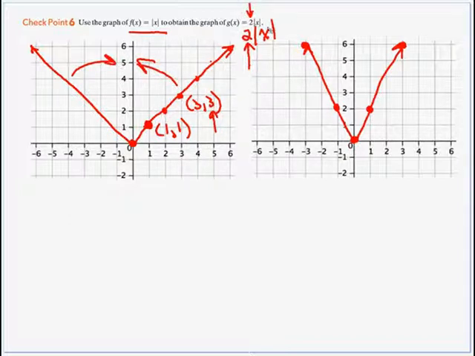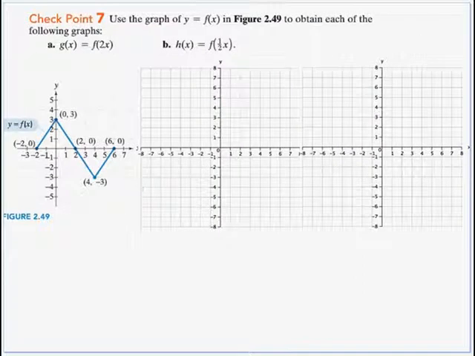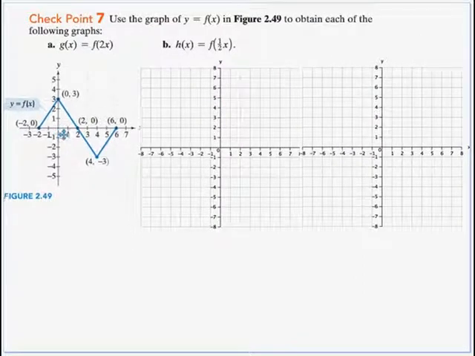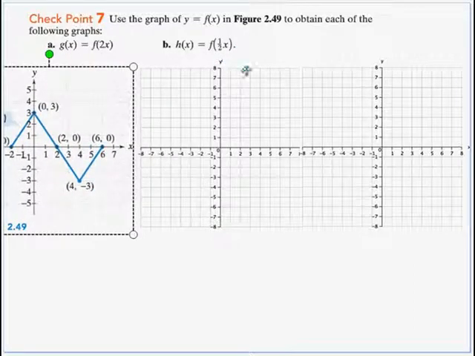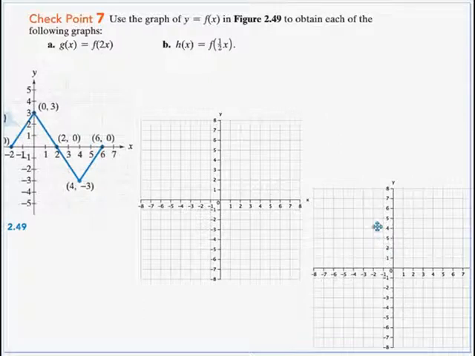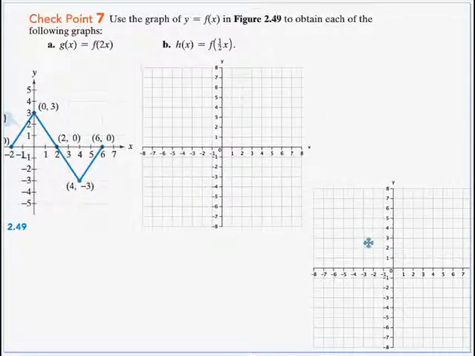If that had been a fraction, let's just say a half x, it'd be more like this. I was supposed to change over to a different color. If we had a fraction instead of a whole number, our graph would move away from the y-axis. And it looks like we got one more to go here. Here is our parent graph, so to speak. We've got to find f of 2x and f of 1/2 x.